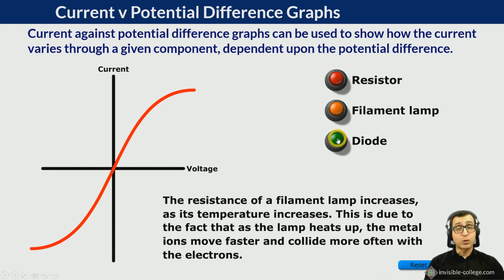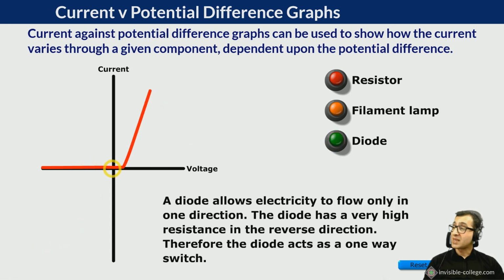Now, if we compare this to a diode, a diode is a device which only allows an electric current to flow through it in one direction. So if we increase the voltage in a particular direction, the current will increase. But if we reverse the polarity of the power supply and try and increase the voltage in the opposite direction, we get no current at all. So the diode has a very high resistance in the reverse direction. The diode acts as a one-way switch, effectively only allowing electrical current to pass in one direction through that part of the circuit.